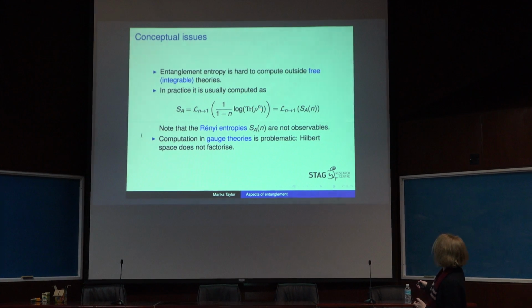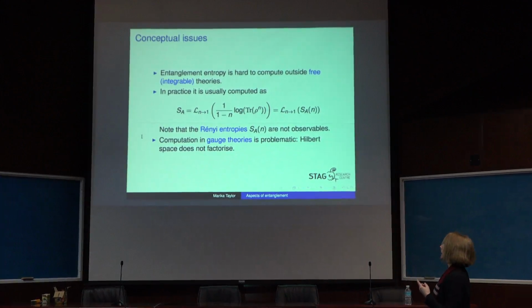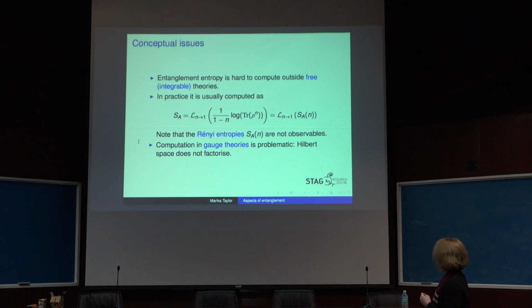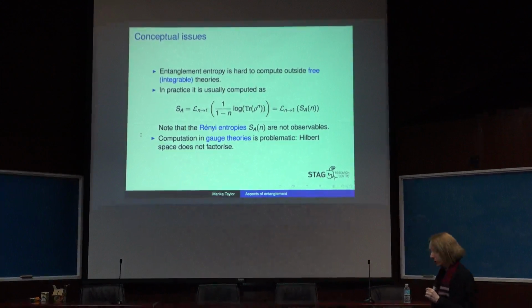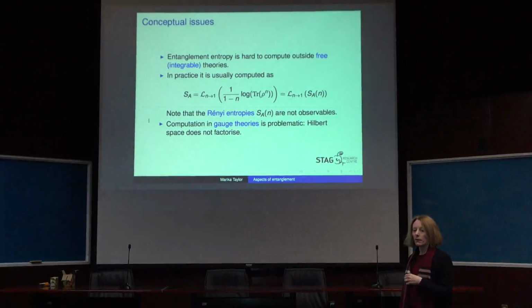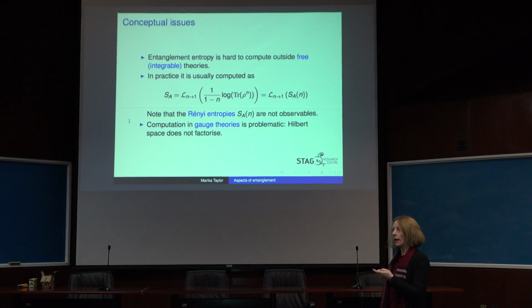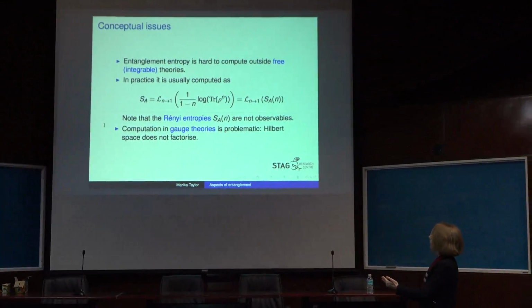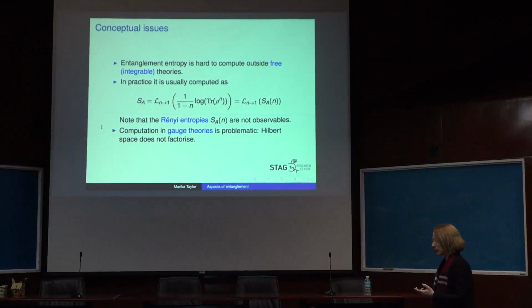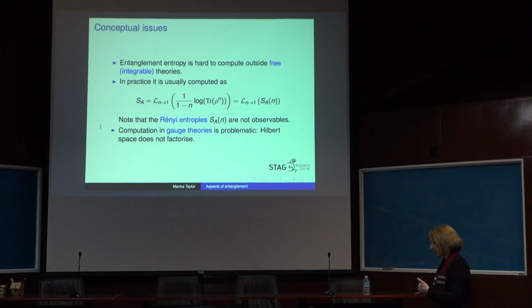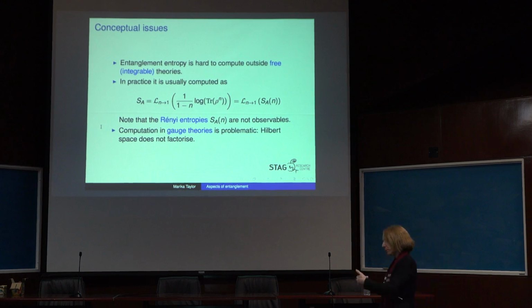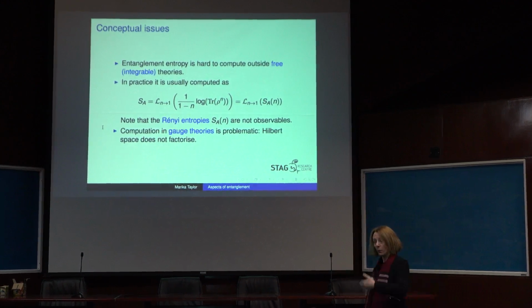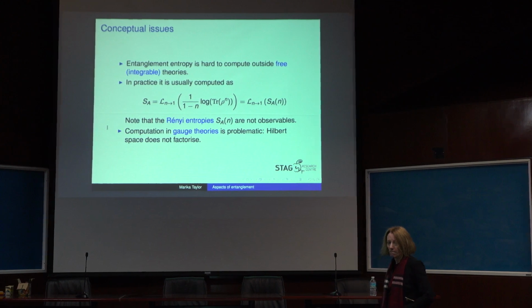Calculating powers of the density matrix is at least easier than calculating logarithms. But it's still very hard to do outside free theories or integrable theories. So it's not an accident that the state of the art in entanglement entropy for analytic calculations is free massive theories. And actually, it's only in the last 10 years that people went to free massive theories in 3 or 4 space-time dimensions. A lot of the work before that was in 2 dimensions and lower.